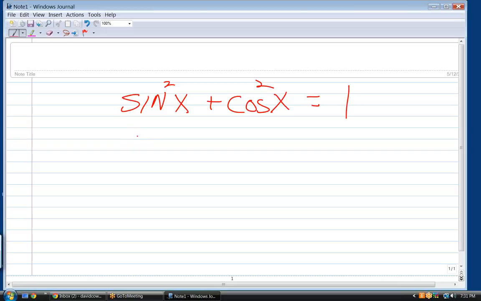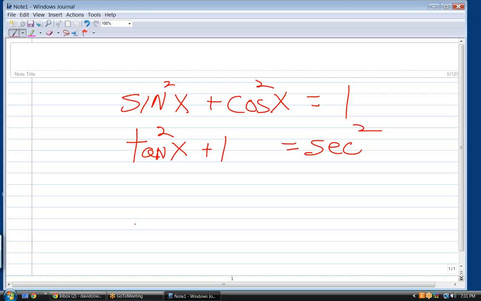Now, there's one that involves tangent, and the only way to remember this is to memorize it. It's tangent squared plus 1 equals secant squared. The third one is the same as the second one, only using the cofunctions.